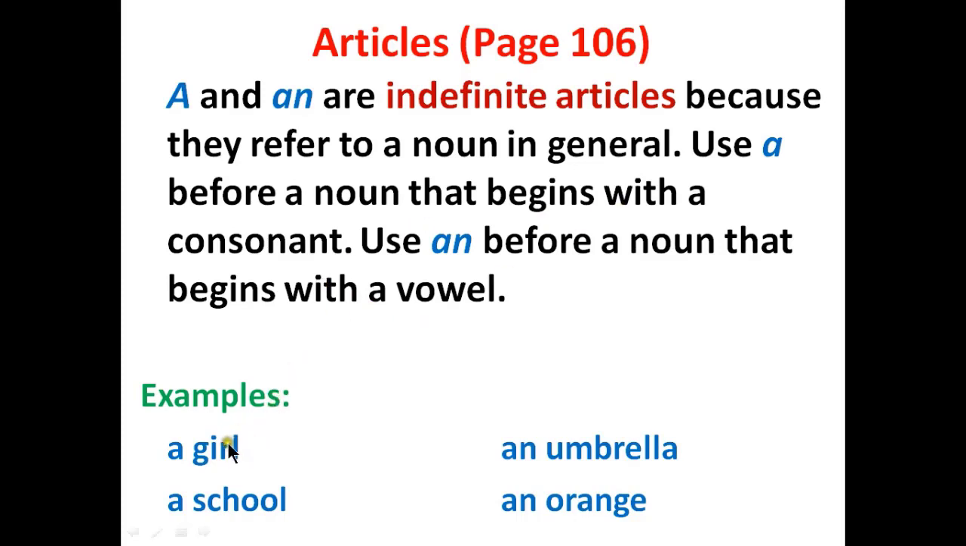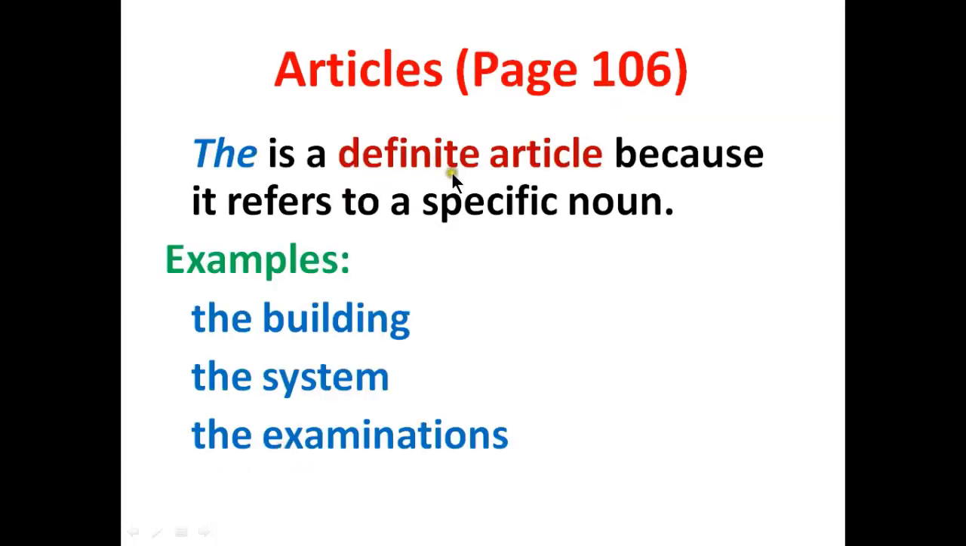If a noun is starting with a consonant, you are going to use the article a. Otherwise, there will be an. For example, an umbrella, an orange. And here for the words school and girl, I will use the article a. Here is more explanation about articles. The is a definite article.